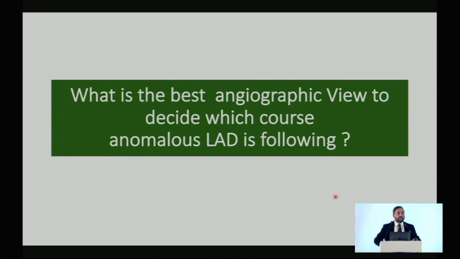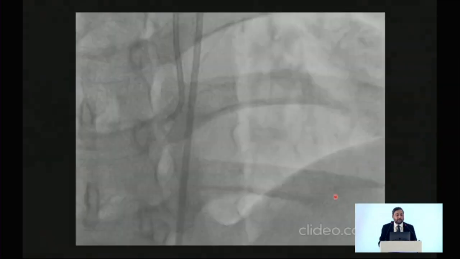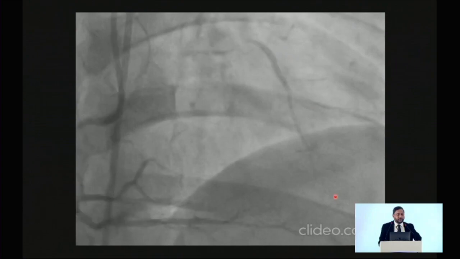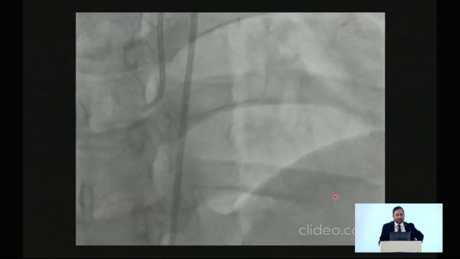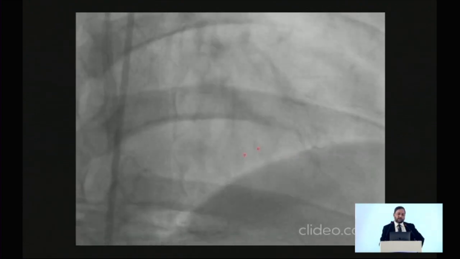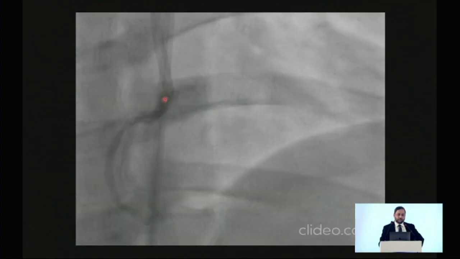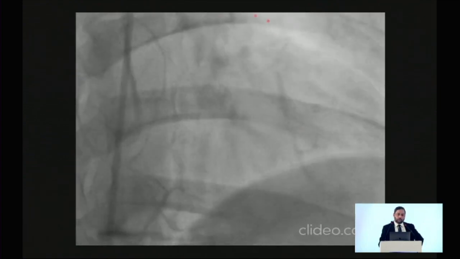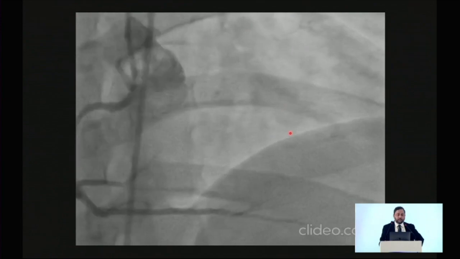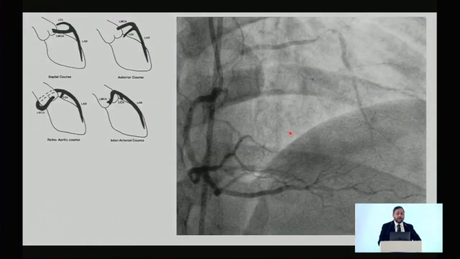The best view is the RAO view. Here in the RAO view, this is what you see: the anomalous left coronary artery going all the way from the right sinus into the interventricular groove. And how do you identify the course? There's a still image here. So our example is here.